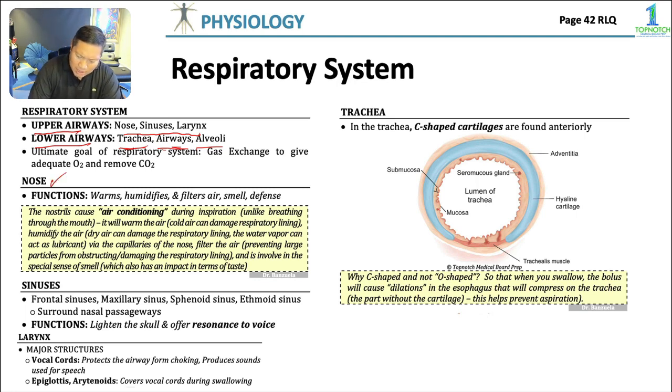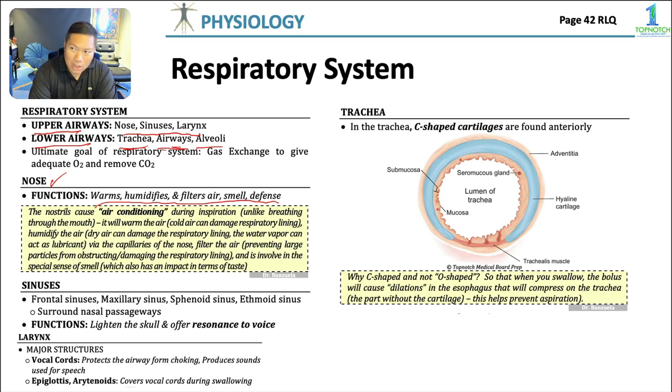First, the nose. The nose warms, humidifies, and filters the air coming into the lungs. So for smell and also for defense. Why do you need to warm and humidify the air coming in? So basically the nose will act as an air conditioner, no? When you say humidification, you're going to add water vapor to the air coming in. And then you need to warm the air coming in using the blood vessels in your nose. You need to do that because cold, dry air can damage the respiratory epithelium.